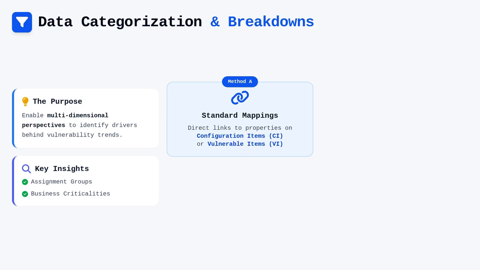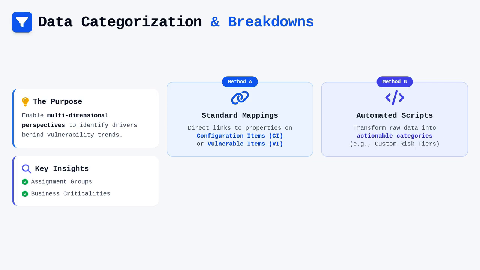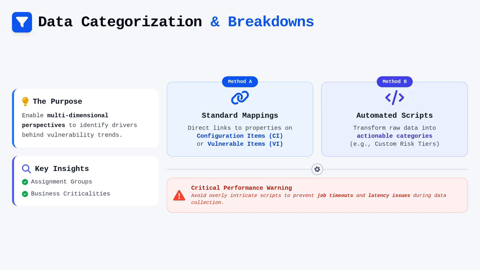If a standard field mapping does not suffice, we turn to automated breakdown mapping scripts to transform raw data points into actionable categories. For example, if you need to group vulnerabilities by a custom risk tier not natively available in the vulnerable item table, a script can inspect the associated CI class and return the expected bucket value. Always evaluate the complexity of these operations, as overly intricate scripts executed during data collection windows can lead to job timeouts or latency issues.